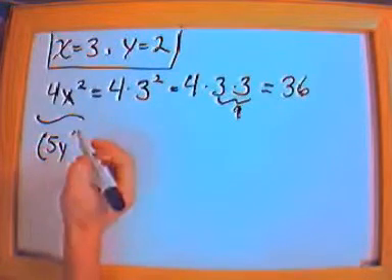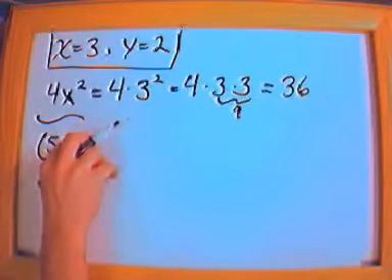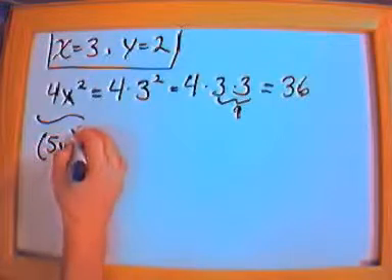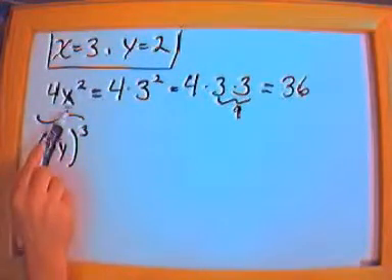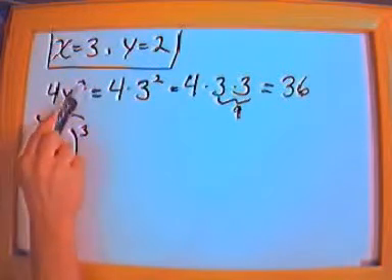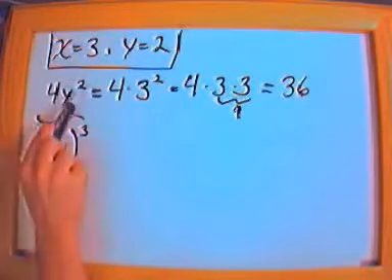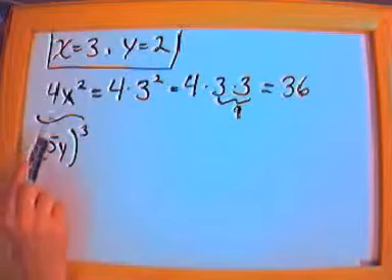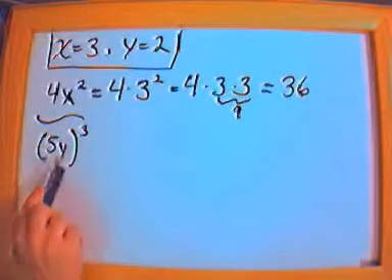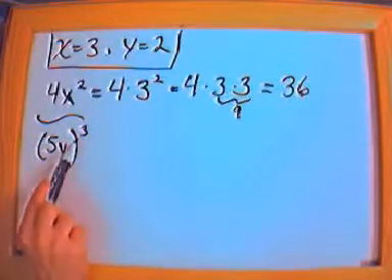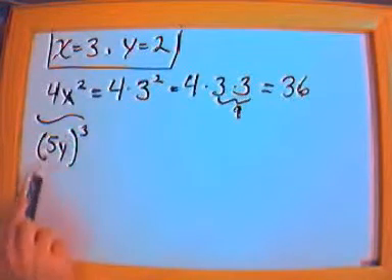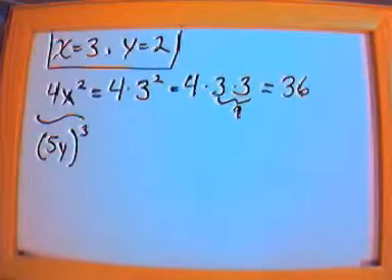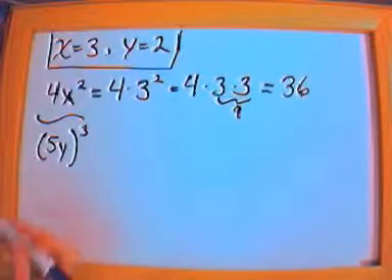5y parentheses to the third. Now notice the difference between this and this. 4x squared, the square only applies to the x because there's nothing written as far as the parentheses go. Now when I put the parentheses around it, it looks almost the same, except now because there's parentheses, the cube applies to everything inside the parentheses. It applies to everything inside.